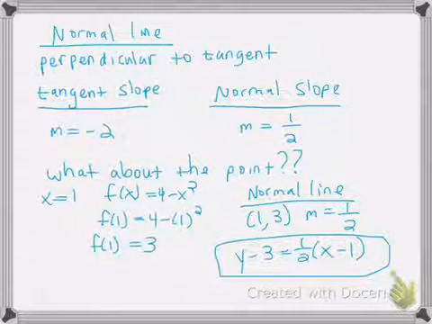Well, we just did. So remember, if you need a normal line, you need the slope at the tangent point, and then you're going to take the opposite reciprocal of that tangent slope. And then you also need to have that point.